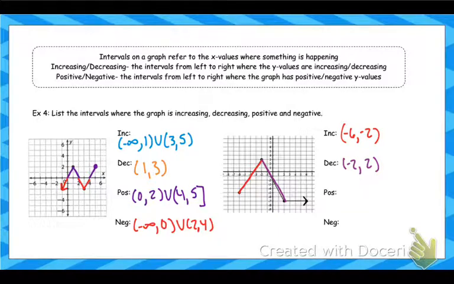So you're probably wondering, well, what about this little part down here? Well, that's not really increasing or decreasing. So what we call that is constant. So this graph is constant from 2 to infinity.